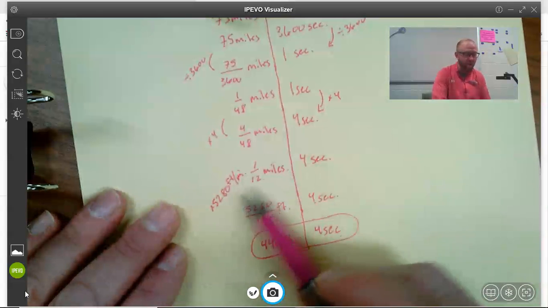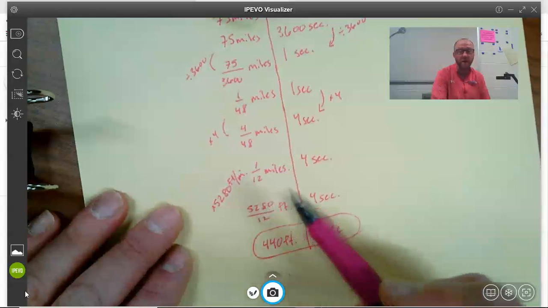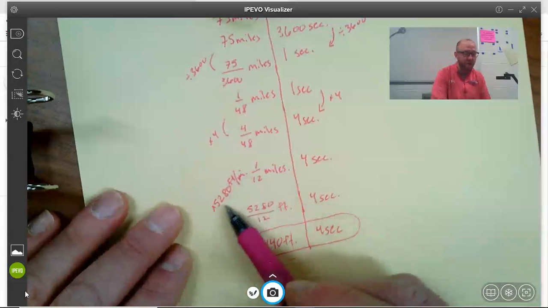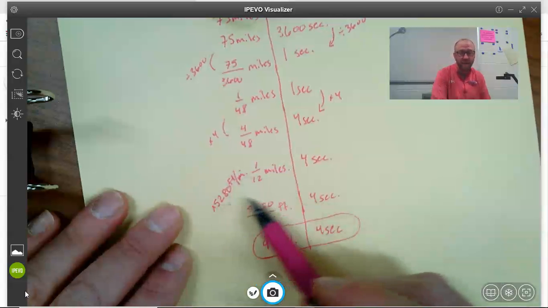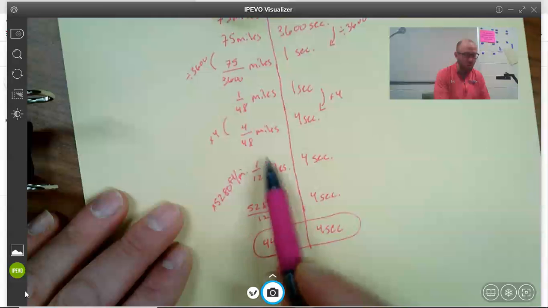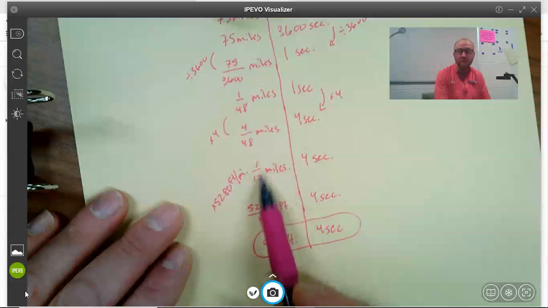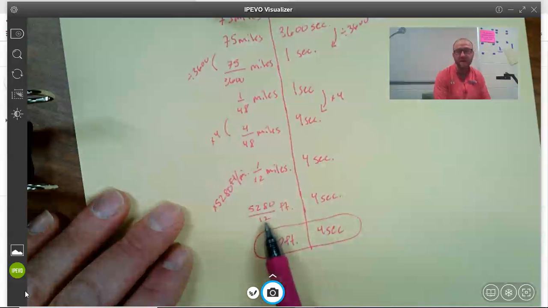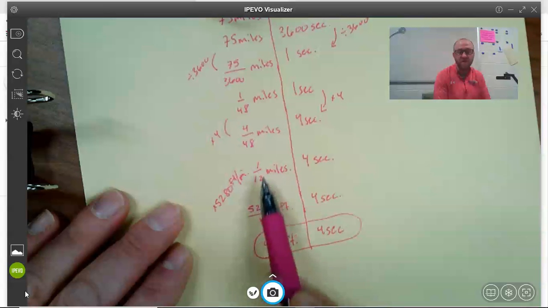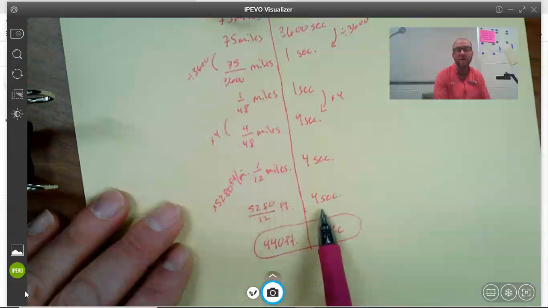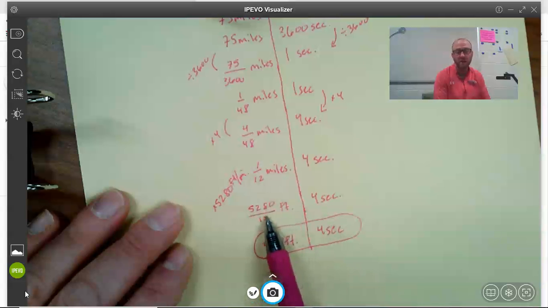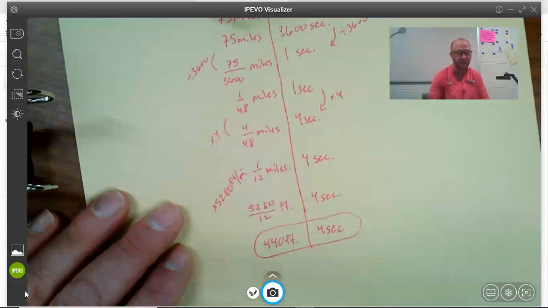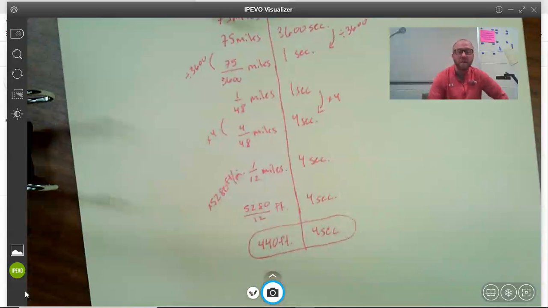But then we realized we wanted to have feet, and there's 5,280 feet per mile. So we just take the number of miles and multiply by 5,280. Remember, it's just 1/12. The numerator tells us how many pieces we have. The denominator tells us what the size is. When we multiply, we don't change the size of the piece. That stays as 12ths. But we do change the number of pieces. We went from 1 to 5,280. So we have 5,280 twelfths of a foot in 4 seconds. And then we just use the calculator to reduce that fraction. It turns out to be an even 440 feet in 4 seconds. Which, again, that's a long distance. So don't text and drive.